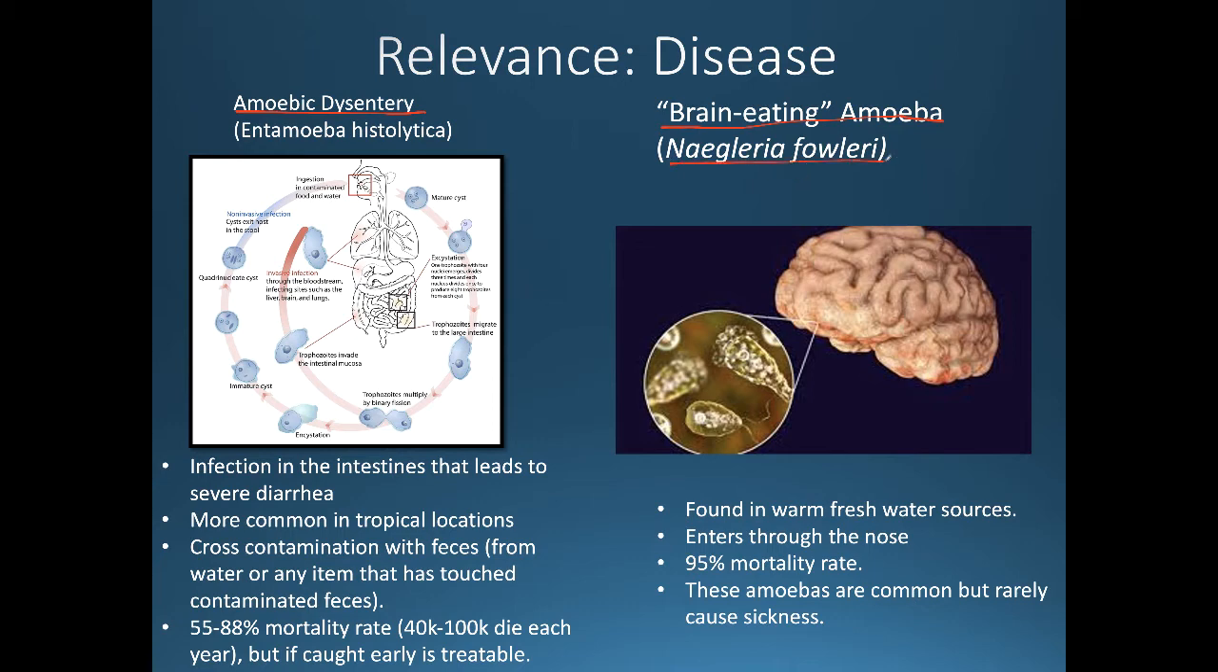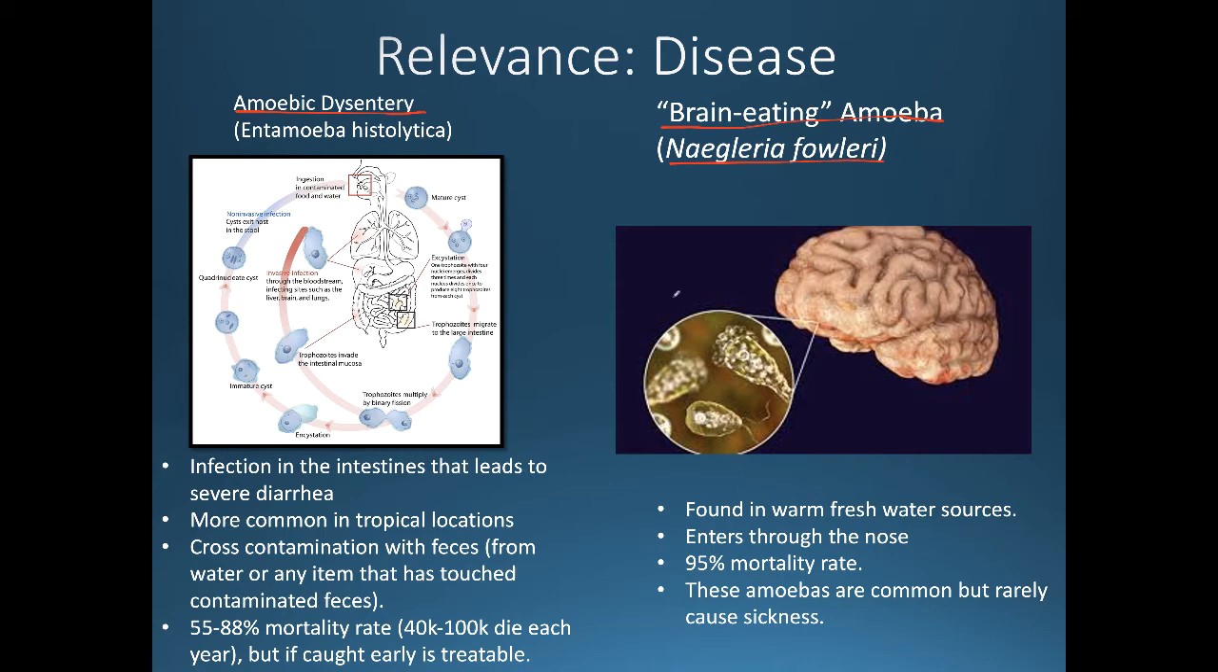This amoeba is found in freshwater sources, so rivers, lakes, ponds, rock pits, mud piles. It's not found in the ocean or in salt water, because this amoeba will die in salt water. It's also not found in public swimming pools, if the public swimming pools are properly treated with chemicals such as chlorine. It enters through an individual's nose, and it has a very high mortality rate of 95%.